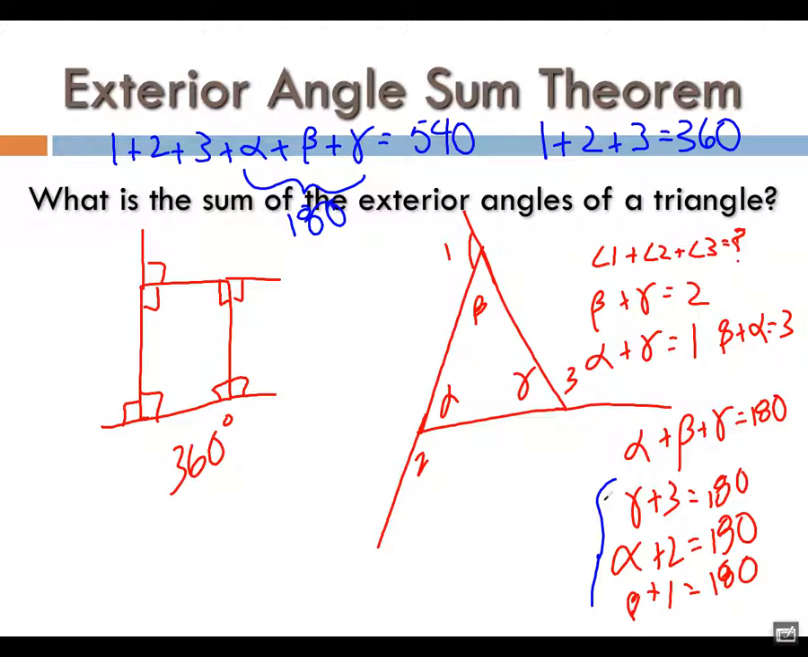Okay, let's see how you do on pattern recognition. We took a quadrilateral, and the sum of the exterior angles was 360. We took a triangle, we actually went backwards, took the sum of the exterior angles in a triangle, and we got 360.